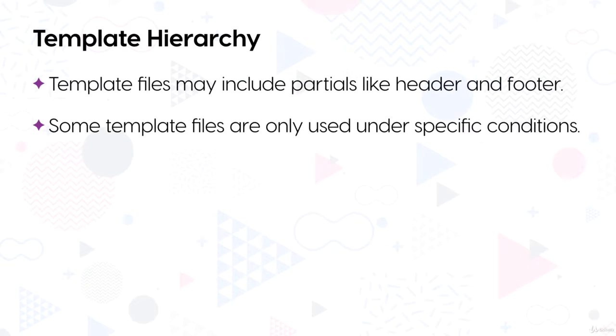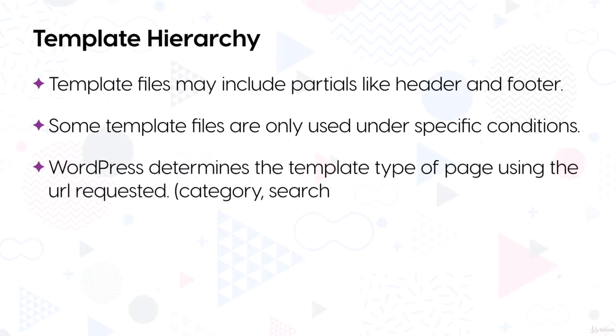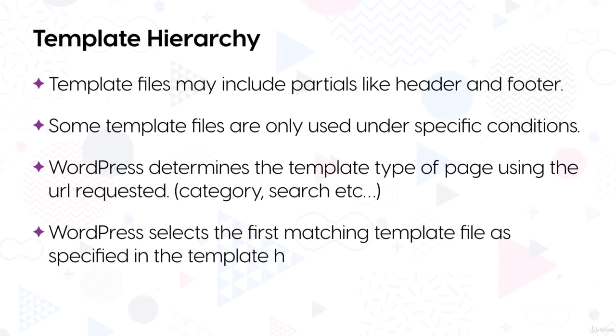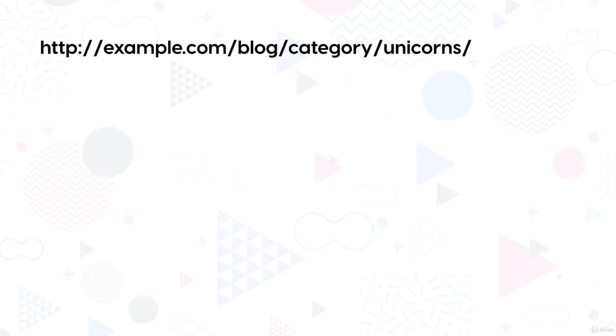Some template files are only loaded under certain conditions. So depending on the URL or the request that you are requesting, WordPress will determine what template to use. And that will be according to a specific hierarchy that WordPress uses in order to decide what template to load. So to make this clearer, let's take a look at an example.